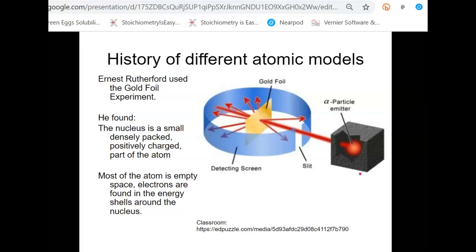I cannot be clearer about this. You need this information in your notes. You need to know the gold foil experiment, and you need to know what he found. That is by far the most important part of this. Okay, so we are going to move on next to our next question.